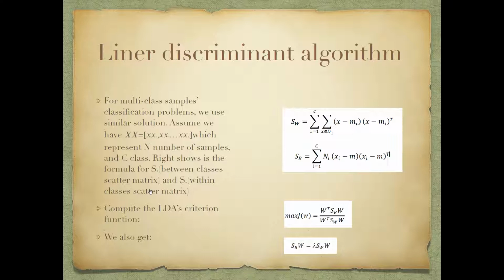Now we come to the two major algorithms. The first thing to be introduced is LDA, linear discriminant analysis. What is it? For multi-class sample classification problems, we use a similar solution. Assume we have X, which represents n number of samples, and C as the classes. Choose the formulas for SW and SB, which mean the between-class scatter matrix and the within-class scatter matrix. Then we can compute LDA's criterion function, like the right figure shows.